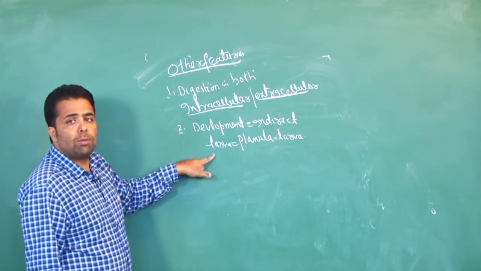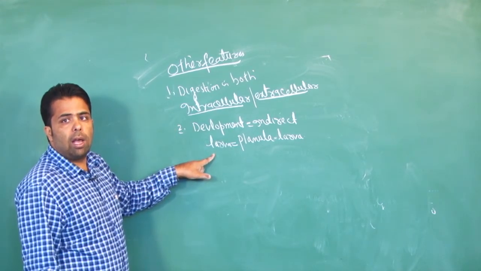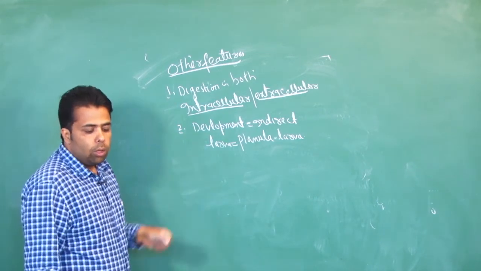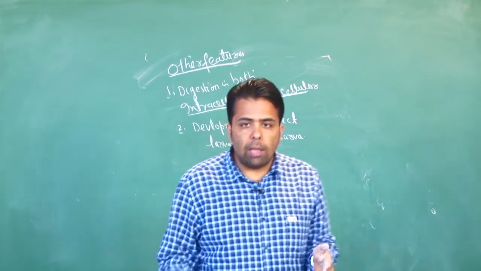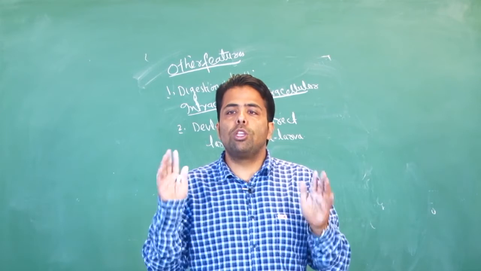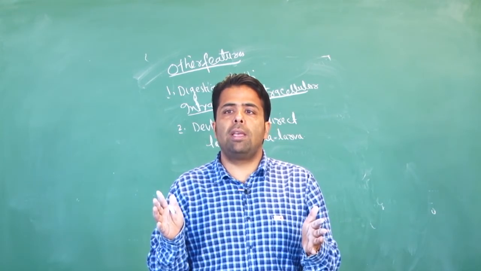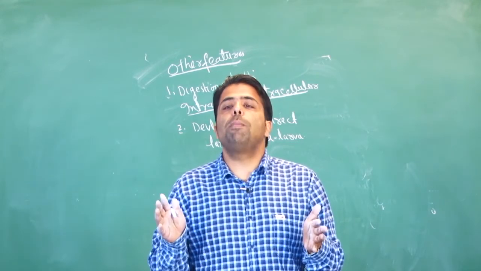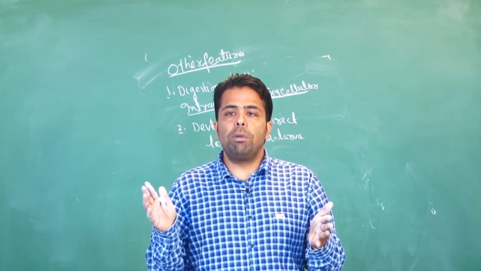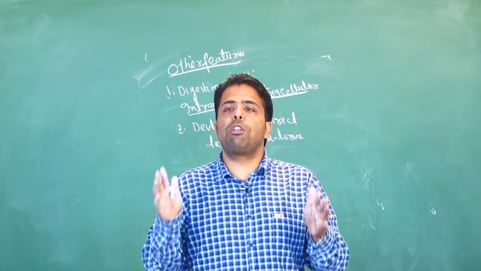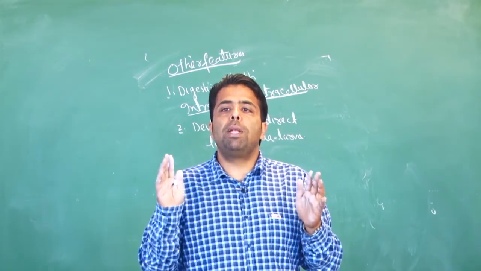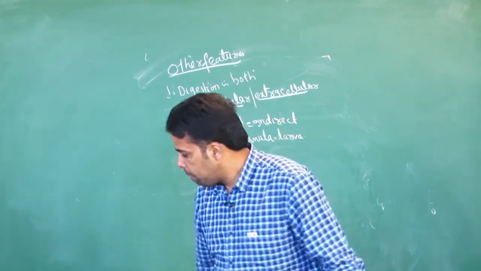So a larva is found here. What is that larva called as? The larva is called as planula, planula larva. So we are discussing the other features. The first one is digestion is both intracellular as well as extracellular. Development is both direct and indirect, mostly indirect. A larva is found between the embryo and adult. Larva is an intermediate stage, and what is the larva called here? The larva is called as planula, planula larva.